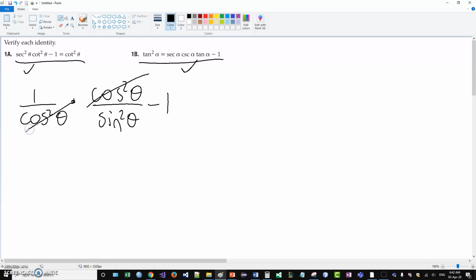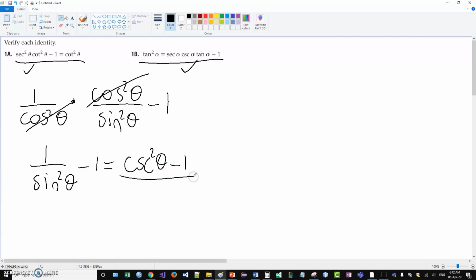We can cancel these out, so we're left with 1 over sine square theta minus 1. 1 over sine square is cosecant square, so cosecant square theta minus 1. We know from the Pythagorean identity that cosecant square theta minus 1 is actually cotangent square theta. So we proved that the left side equals cotangent square theta, which is the right side. Okay, and we're done here.